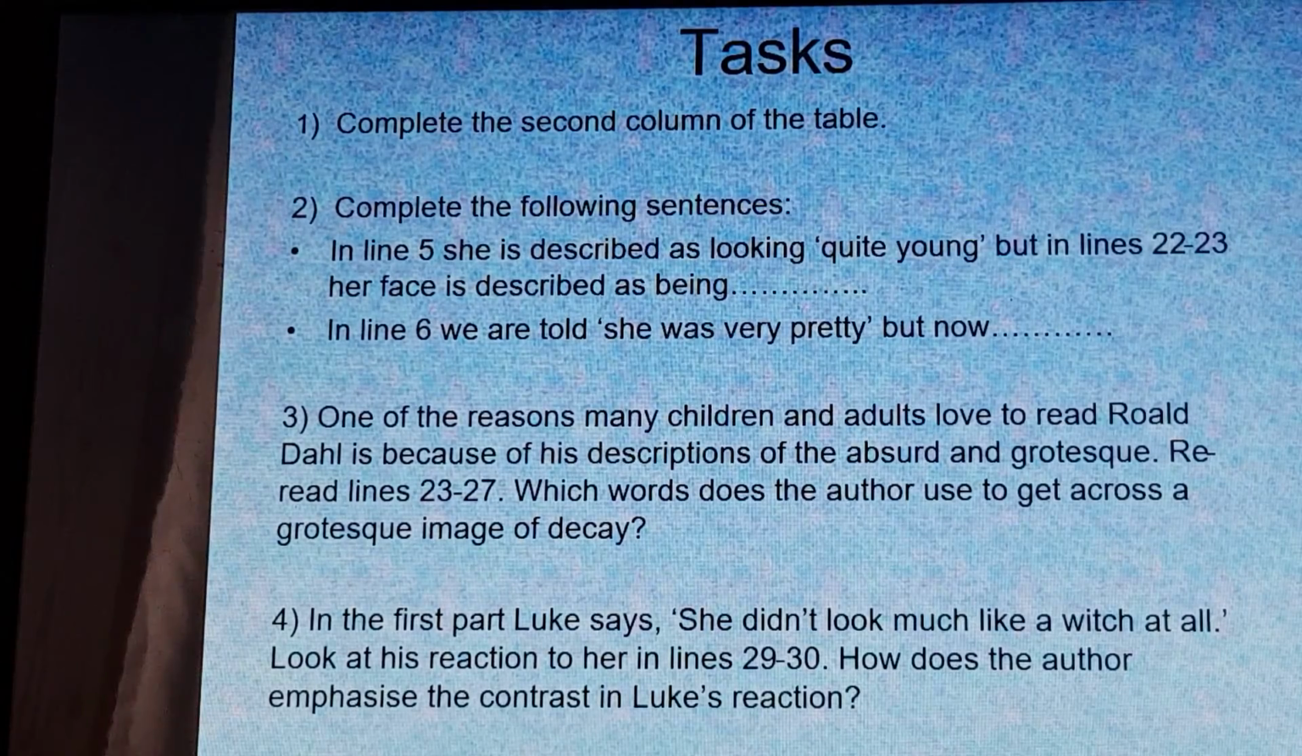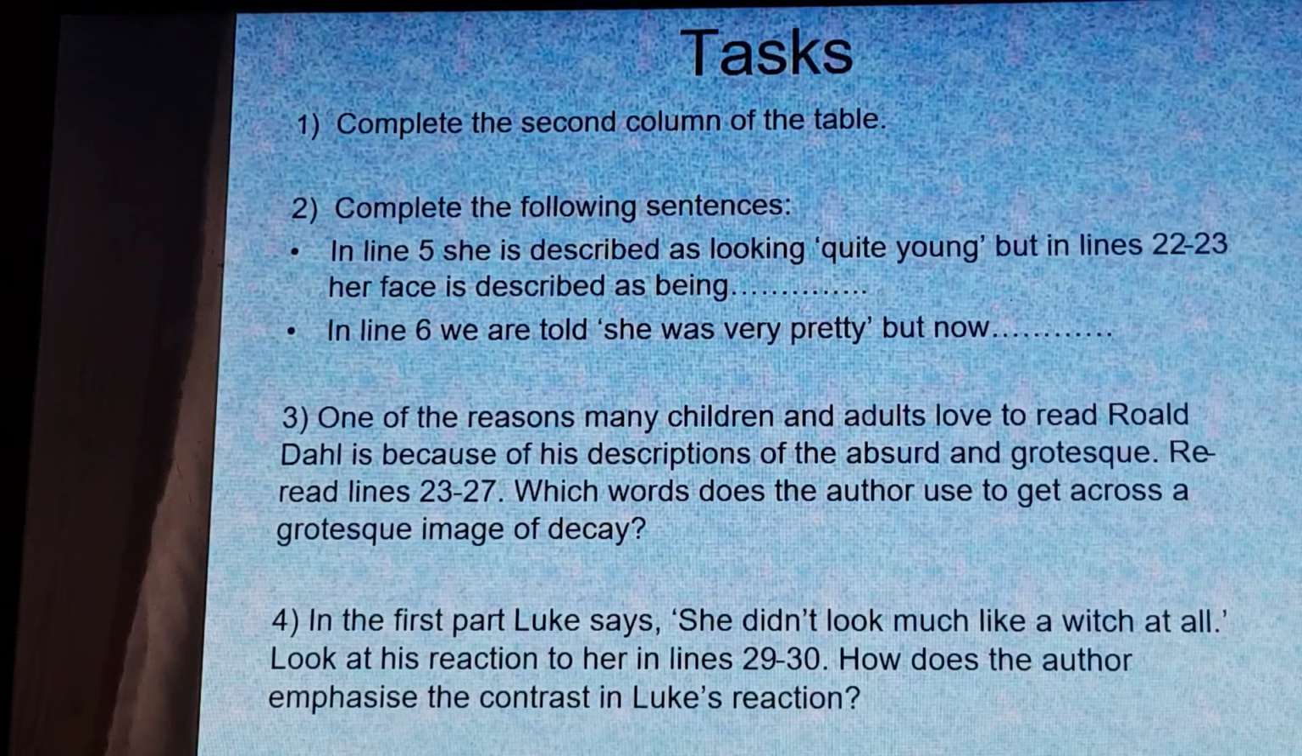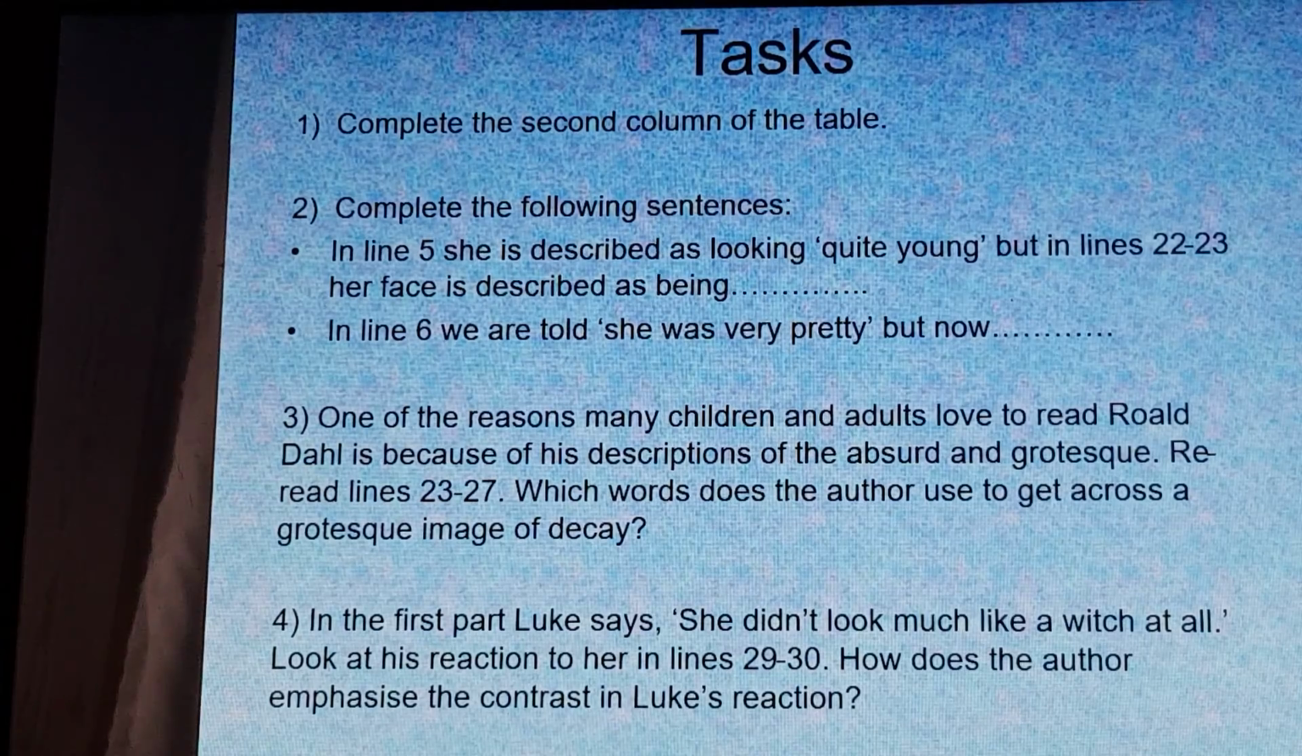Question 3. One of the reasons many children and adults love to read Roald Dahl is because of his descriptions of the absurd and grotesque. Absurd means very strange, grotesque is disgusting. Reread lines 23 to 27. Which words does the author use to get across a grotesque image of decay? So grotesque, we said, means disgusting. Decay means things that are rotting. We think about when fruit starts to go a bit rotten, don't we? It goes soft and squishy and mouldy and bruised.